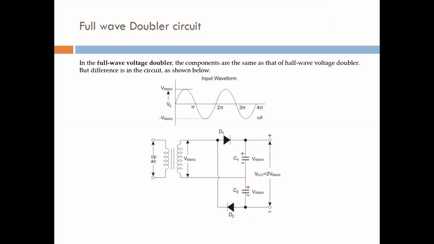See here D1, D2. Here is the waveform of the input voltage. In full wave, the components are the same as those of the half wave doubler, as I have just told you, but the difference is in the circuit as shown below. Compare the diagram of the half wave doubler circuit with the diagram of the full wave doubler circuit. The placement of the components is different. Otherwise, the components are the same: D1, D2, C1, and C2.